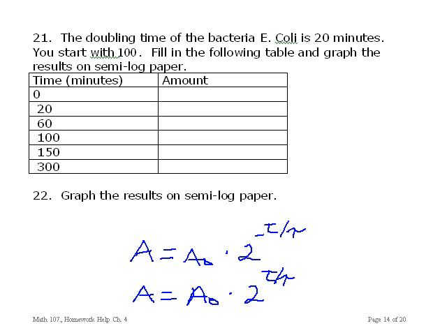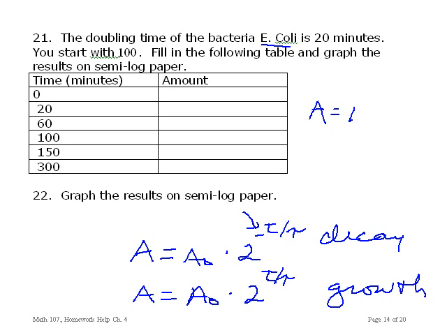Okay, they're identical except for a negative sign here for decay and the plus sign here for the growth equation. So here we're talking about the growth of bacteria. It's E. coli bacteria, and it occurs every 20 minutes. It's going to double itself. So you're going to start with 100, so your A naught is going to be 100. So I've got A equals 100 times 2 to the T over 20.